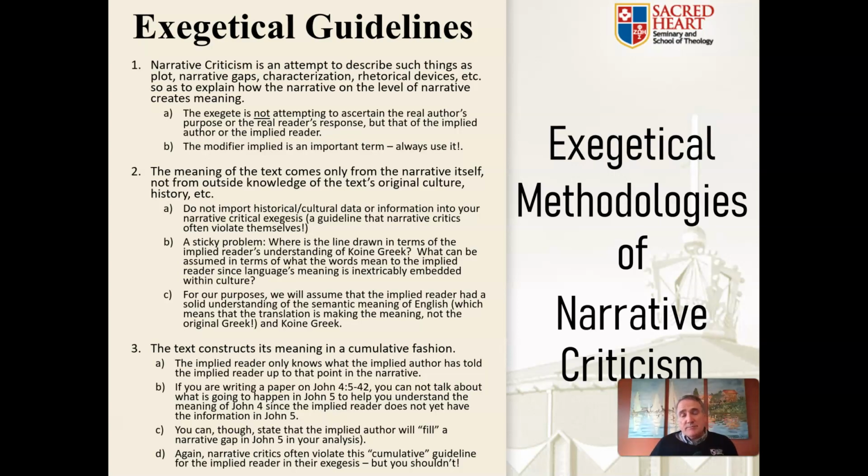Therefore, if you are writing an exegesis paper on the Samaritan woman there in chapter 4, you can't talk about what's going to happen in chapter 5 to help understand the meaning of chapter 4, because the implied reader hasn't gotten there. You could talk about how the implied author will fill in some narrative gap or provide more information, or this will become clearer to the implied reader when he gets to chapter 5. But you can't say this means Y for him because of what's said in chapter 5. No, he hasn't gotten to chapter 5. In chapter 4, all he knows is what's up to chapter 4. That's a crucial point of how you do good narrative criticism.